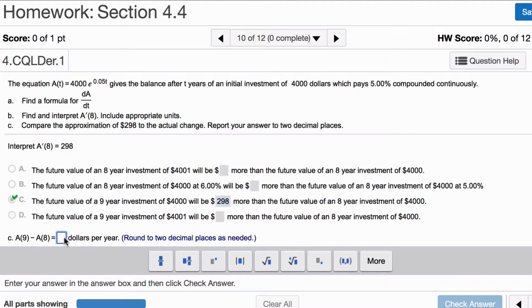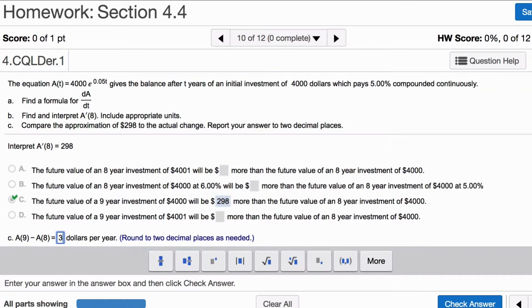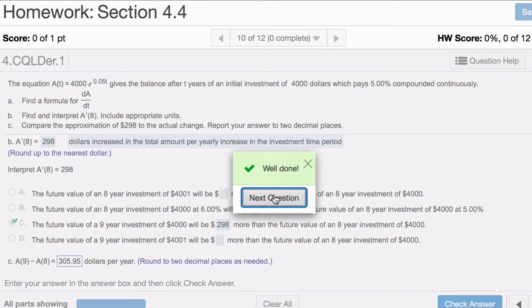Let's see how much we have to round it. Round to 2 decimal places. Let me make sure I'm typing this correctly. 305.95. Hopefully we're getting this right. I know it can be nerve-wracking. And yes, we did get this correct.